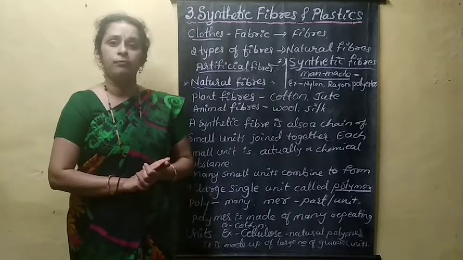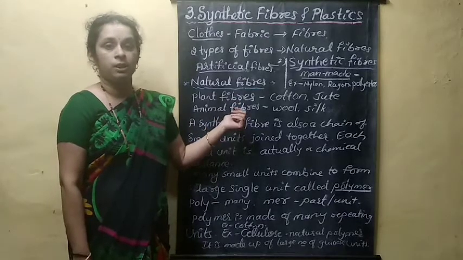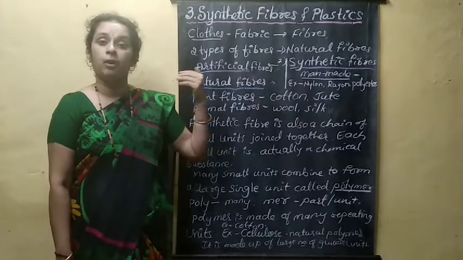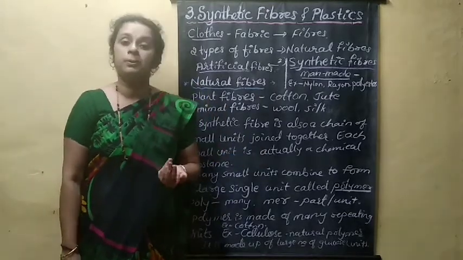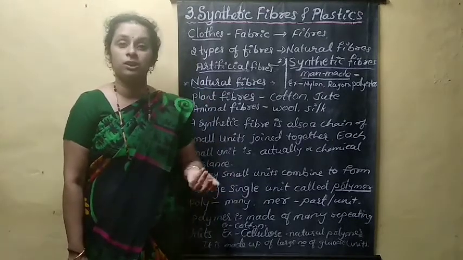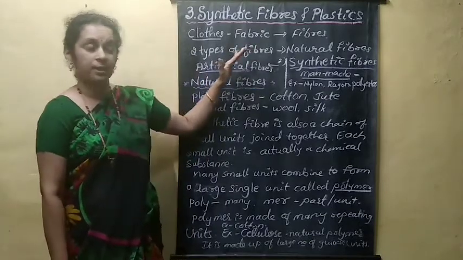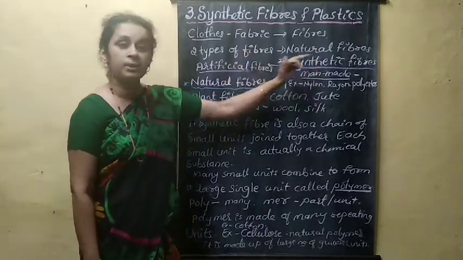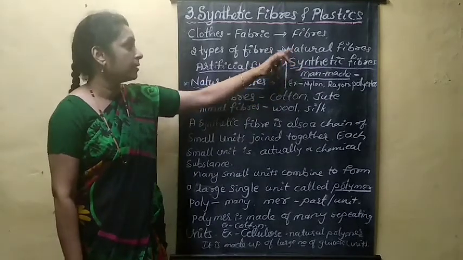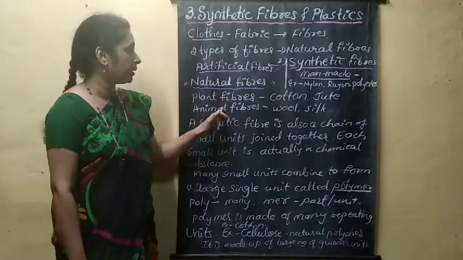Natural fibers are of two types, that is plant fibers and animal fibers. Some fibers you obtain from natural sources, from plants, and some fibers you obtain from animal sources. They are called plant sources and animal sources. Usually fibers are classified broadly into natural fibers and synthetic fibers. And again, natural fiber is classified into plant fiber and animal fiber.